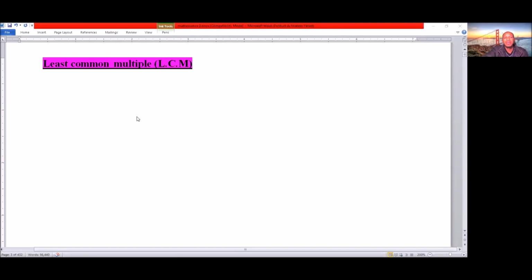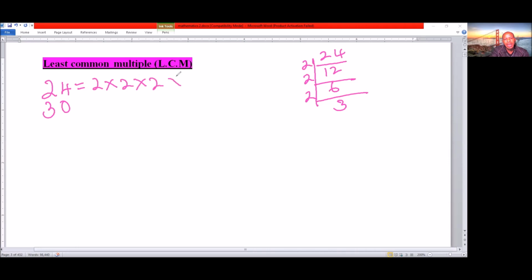You need to know how to write numbers in factors form. So if you are told to find the least common multiple of maybe 24 and 30, those are two numbers. To write them in factors, you can do it like this. 24 divided by 2 is 12. Divide by 2, you get 6. Divide by 2, you get 3. So these are the factors of 24. So it is 2 times 2 times 2 times 3.